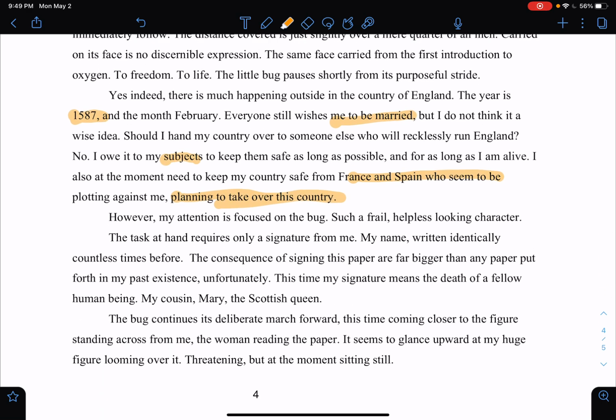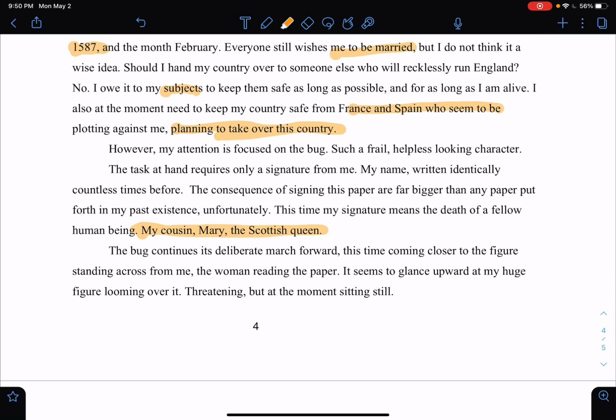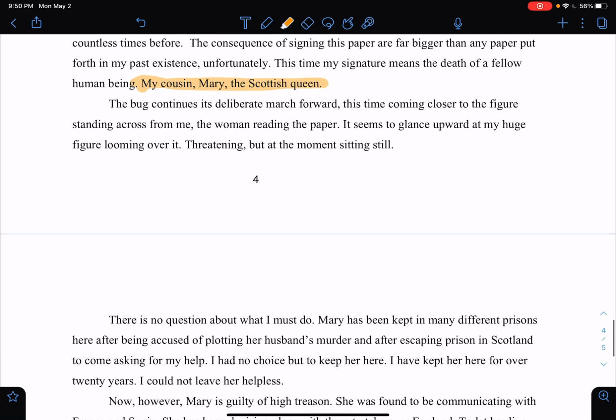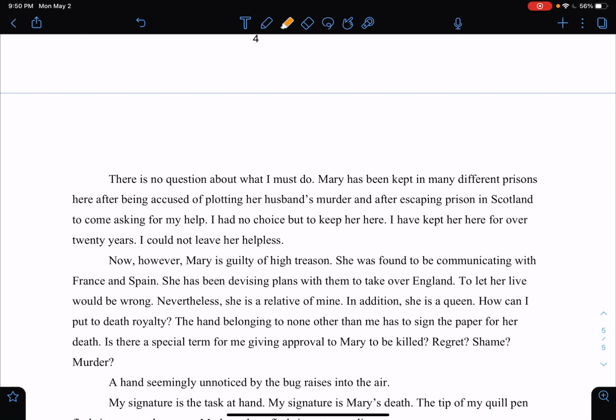"However, my attention is focused on the bug, such a frail, helpless-looking character. The task at hand requires only a signature from me, my name written identically countless times before. The consequences of signing this paper are far bigger than any paper put forth in my past existence, unfortunately. This time, my signature meant the death of a fellow human being, my cousin, Mary, the Scottish Queen. The bug continues its deliberate march forward, this time coming closer to the figure standing across from me, the woman reading the paper. It seems to glance upward at my huge figure looming over, threatening, but at the moment sitting still. There is no question about what I must do."